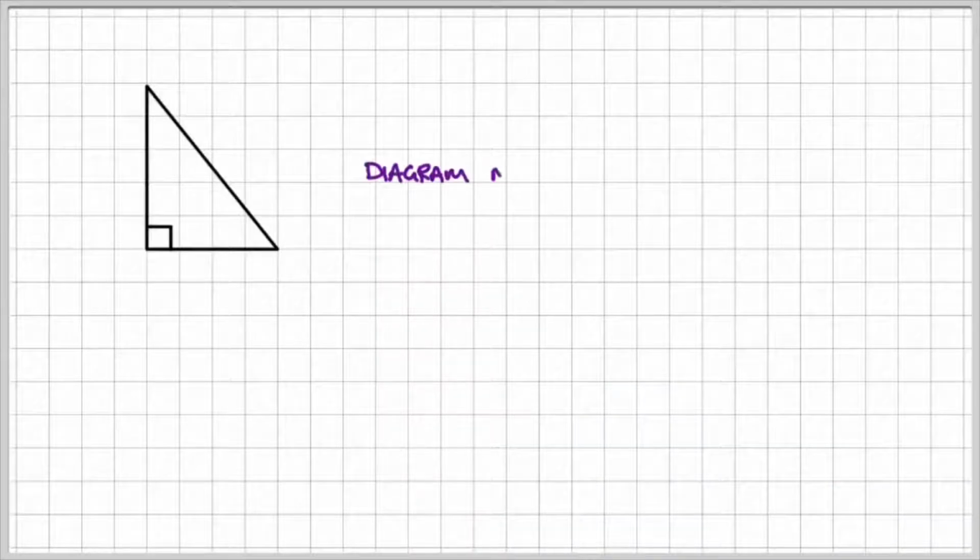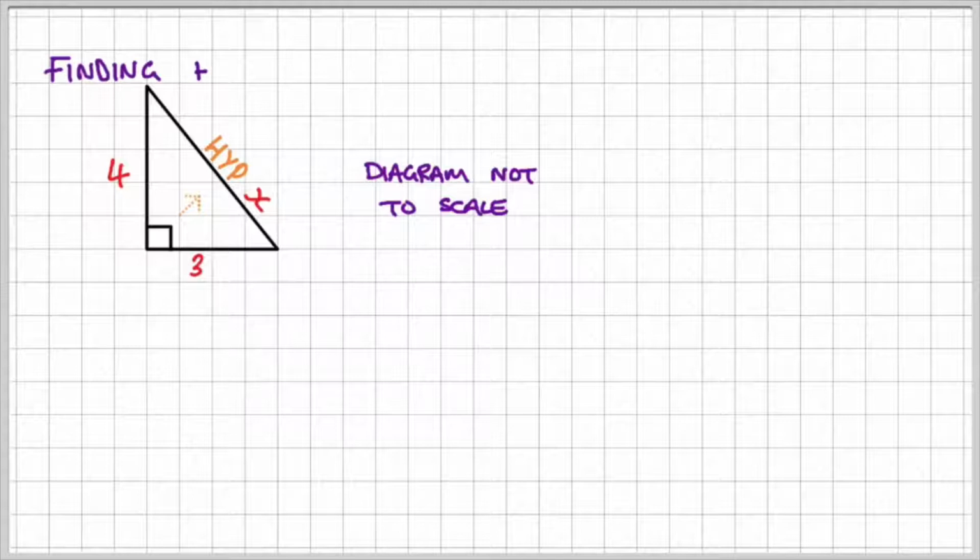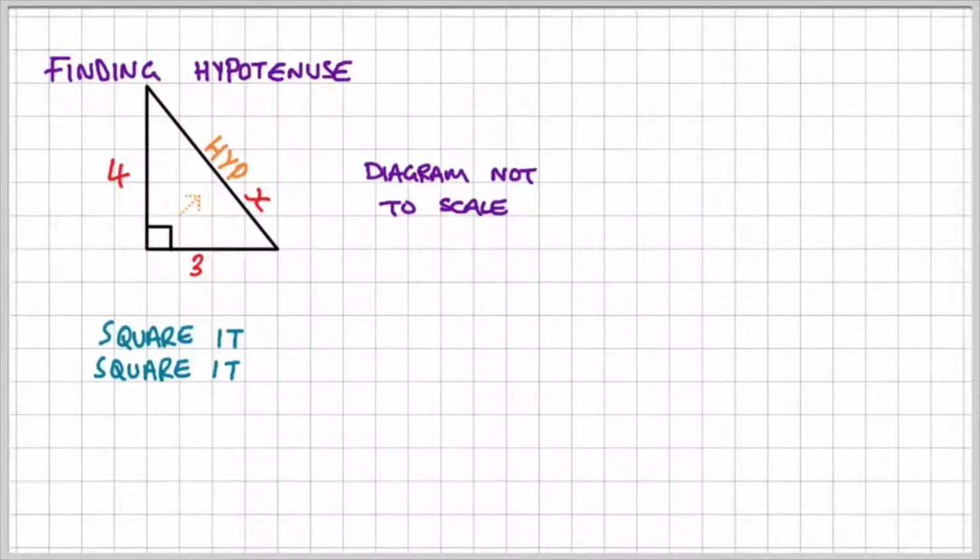So there's only two ways in which we need to use Pythagoras. One of those is when we're finding the hypotenuse. So if we take a triangle here and we have a 4 by 3 by a question mark, first thing first, we need to realize that that's the hypotenuse. So we're looking for the hypotenuse. Now, when we're finding the hypotenuse, what I want you to do is square it, add it, square root it. Okay?